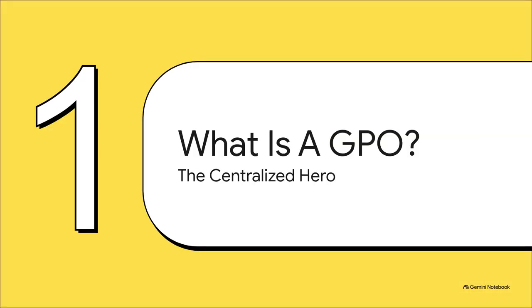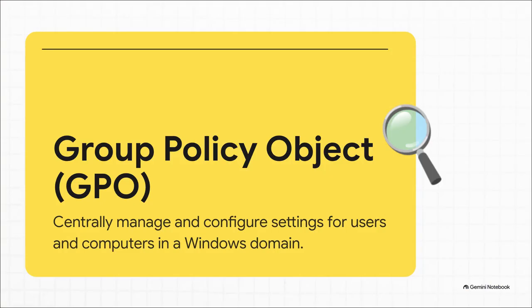All right, part 1. What is a GPO? The centralized hero. So, a Group Policy Object, or GPO for short, is essentially a feature inside Active Directory. It lets administrators centrally manage and configure settings for both users and computers across a Windows domain. Remember that painful manual configuration process we just talked about? GPOs completely eliminate it. It's basically an IT superpower. You configure a policy once, centrally, and it applies everywhere across the network. It's literally the ultimate tool for efficiency.